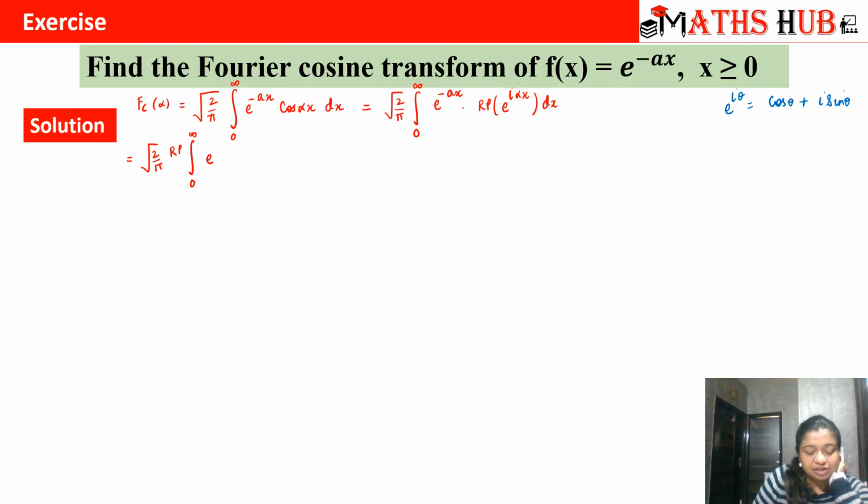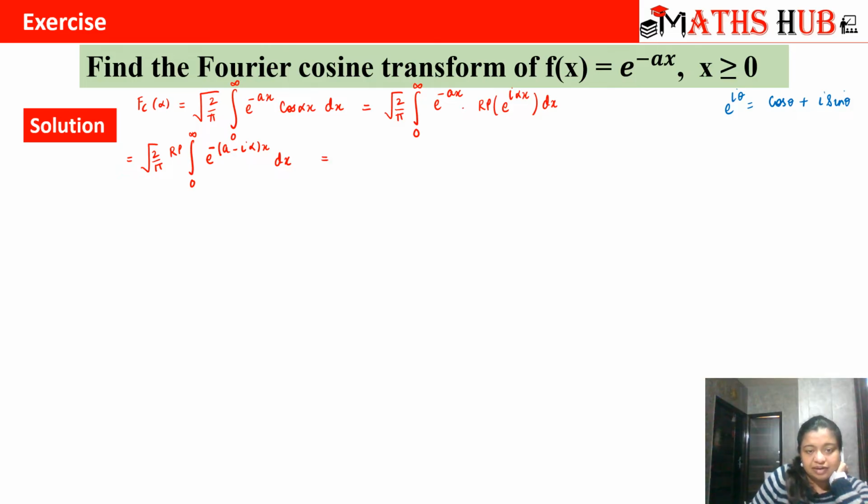Both are exponential terms, so I can take it out. The bases are the same, so the powers will get added. So I'll take the negative sign common. I'll get minus of a minus iota alpha, times x. And then we have integration with respect to x, right?